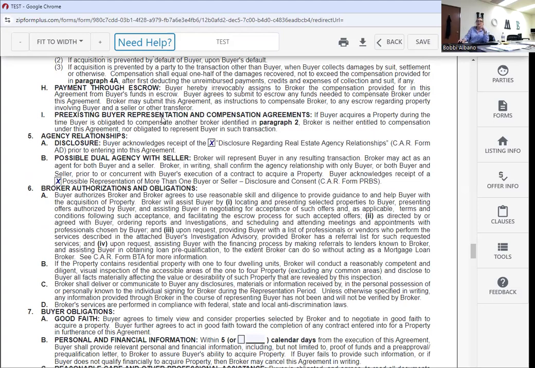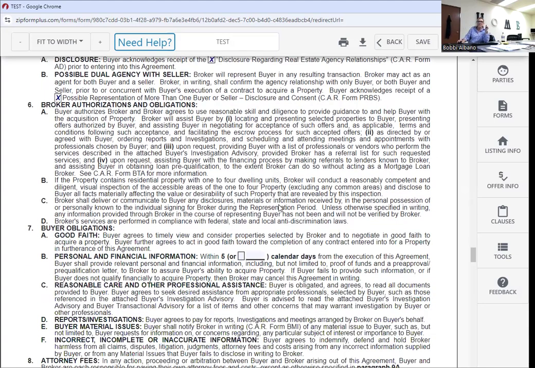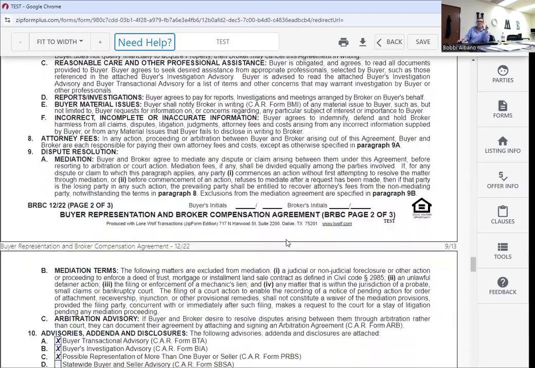Okay, pre-existing buyer representation and compensation agreement. If buyer acquires a property during the time buyer is obligated to compensate another broker, broker is neither entitled to compensation under this agreement nor obligated to represent buyer in such transactions. So this is just saying if the buyer's already covered by another agreement, you're not obligated to represent him or collect for that representation. Okay. All right. So I think that's pretty much the meat and potatoes of it.